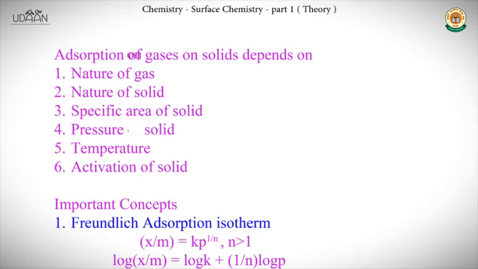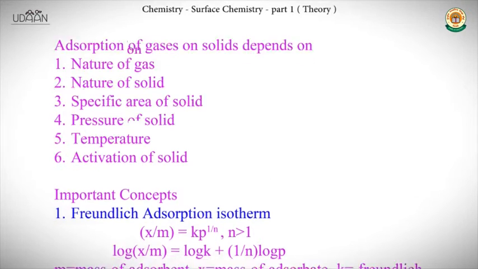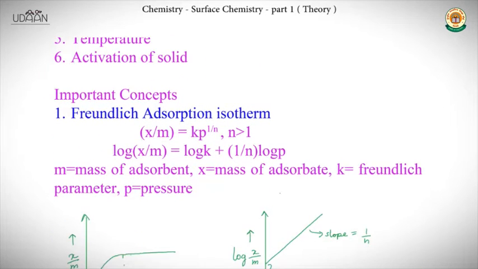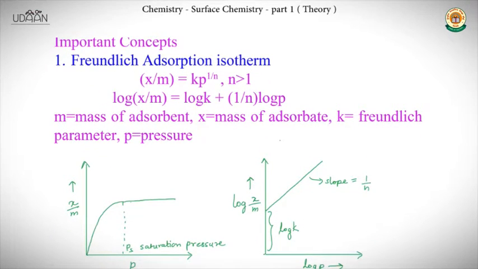Now we come to some very important concepts related to adsorption. First one is the Freundlich adsorption isotherm. According to this adsorption isotherm, the amount of gas adsorbed on the surface of a solid is directly proportional to the pressure of the gas above the solid. As you can see in this equation, x by m is equal to k p raised to the power 1 by n, where n is some constant that is greater than 1. And one thing you should remember, these graphs are at a constant temperature. That's why they are called isotherms.